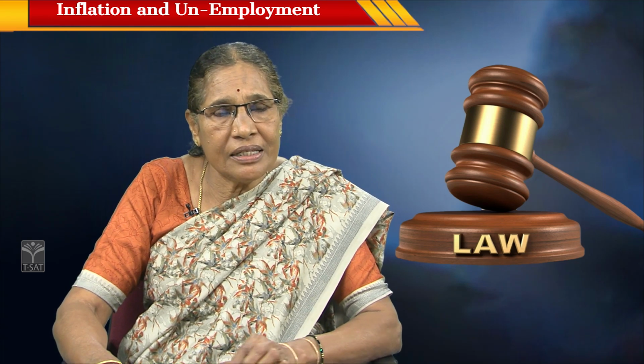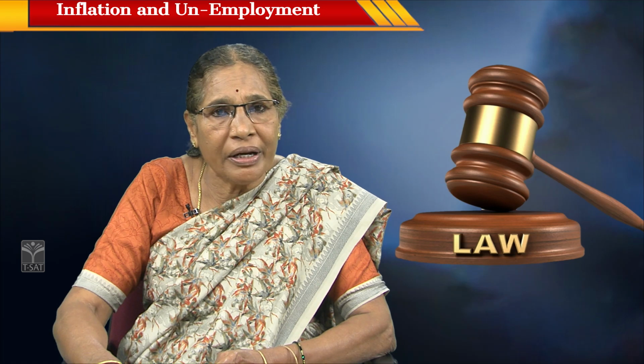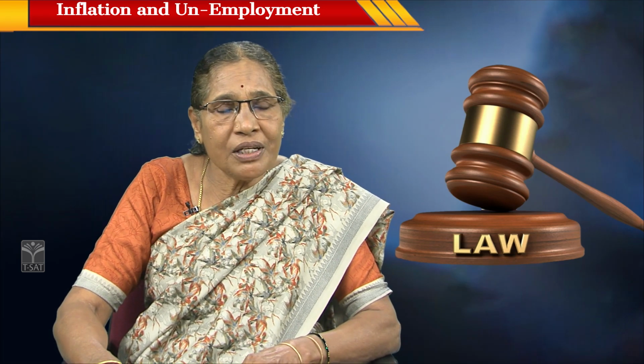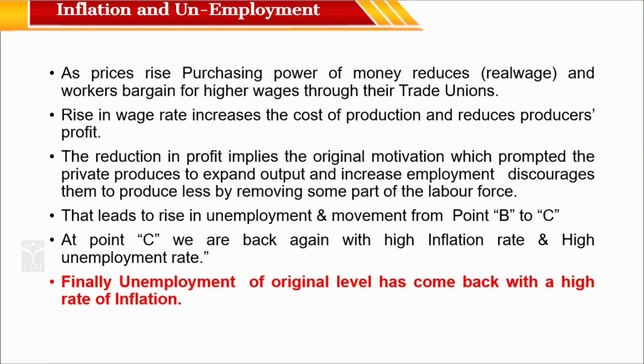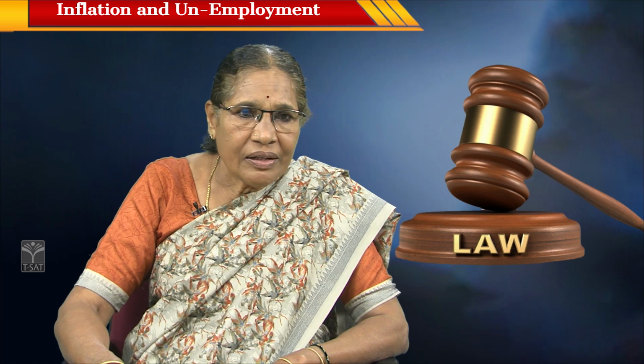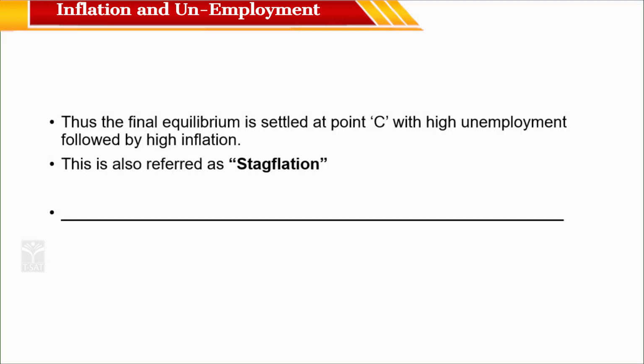Now point C, which is reflected in the figure, says that we are back again at the original level of unemployment. Temporarily it had been removed, but subsequently, when there is a high rise in prices, consumers and producers feel that the higher rate of inflation is no longer beneficial, and due to that, some more laborers are removed from their employment. And finally, unemployment at the original level has come back with a high rate of inflation. Thus, the final equilibrium is settled at point C with high unemployment followed by high inflation. This is also referred to as stagflation.